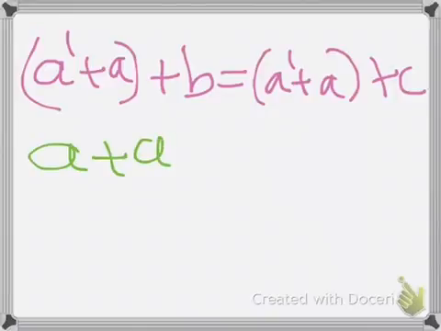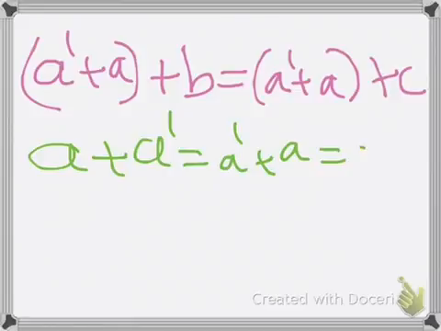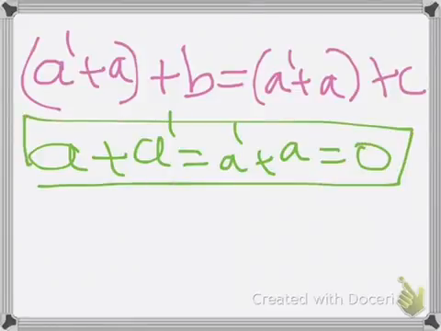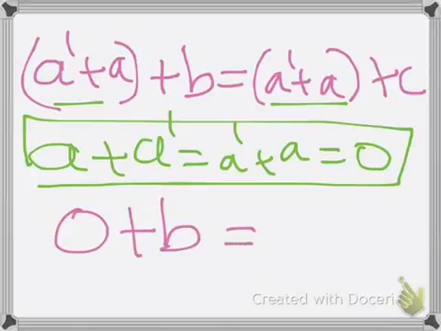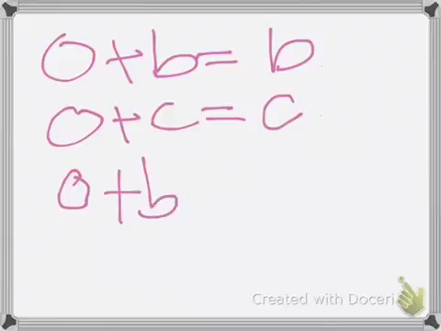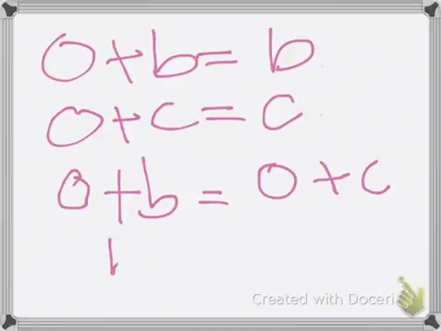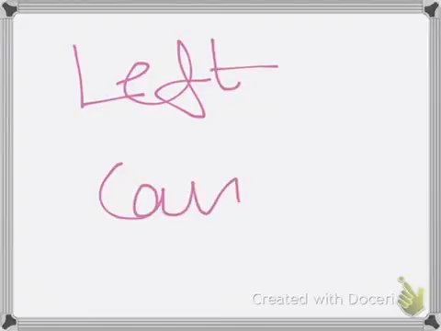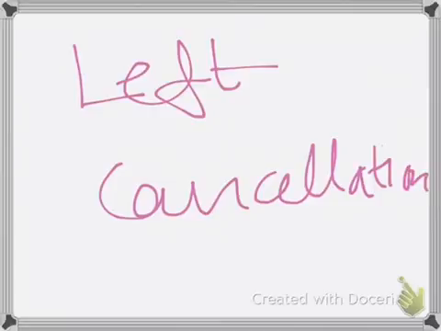We know that A plus A dash equals A dash plus A equals 0. So substituting this particular value, we get 0 plus B equals 0 plus C. And by the other axiom of algebra, which states 0 plus any number equals the number itself, 0 plus B equals B, and similarly 0 plus C equals C. Therefore B equals C. Hence proved. So this is the left cancellation law.